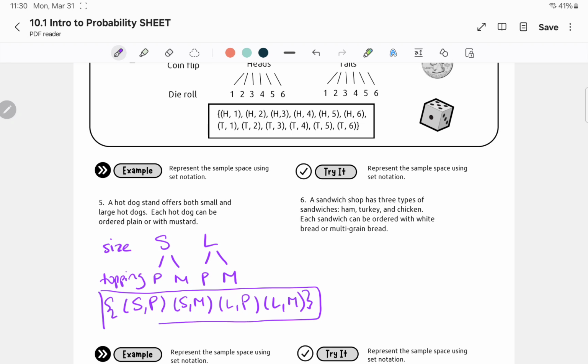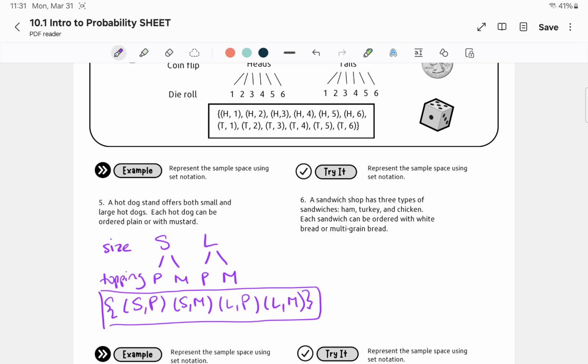All right, so now you're gonna go ahead and try number 6 on your own. Draw the tree diagram and then write down the possibilities. All right, so first, let's read it. A sandwich shop has 3 types of sandwiches: ham, turkey, and chicken. Each sandwich can be ordered with white bread or multigrain bread.